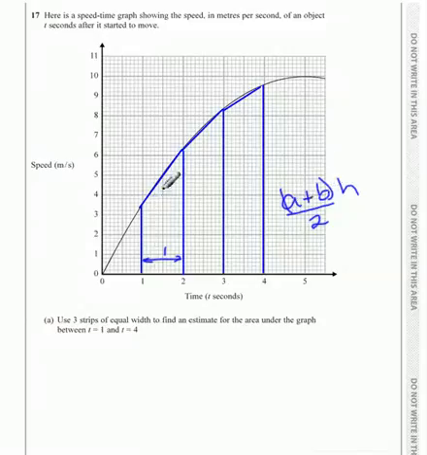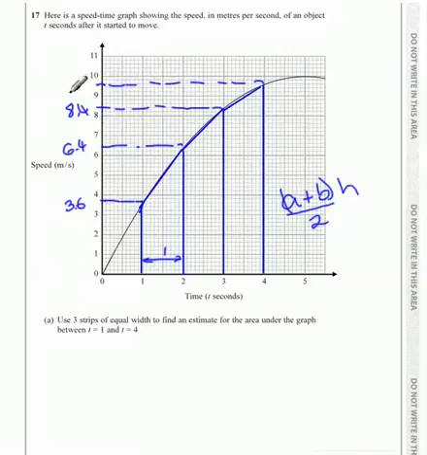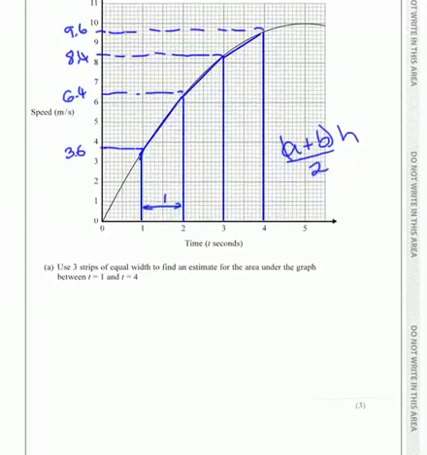To find out the values of a and b, we need to read across on our graph to get the speed. So from here, going up to the graph and going across, that is 3.6. This one here, reading across there, that is going to be 6.4. From here, going across, we get to 8.4. And then that top one, moving across there, gets us to 9.6. So do use a ruler there just to check those values are accurate.